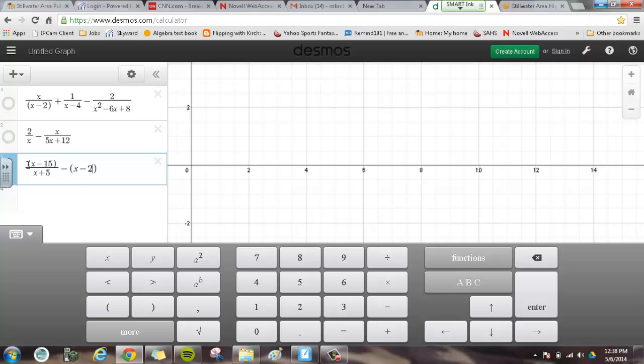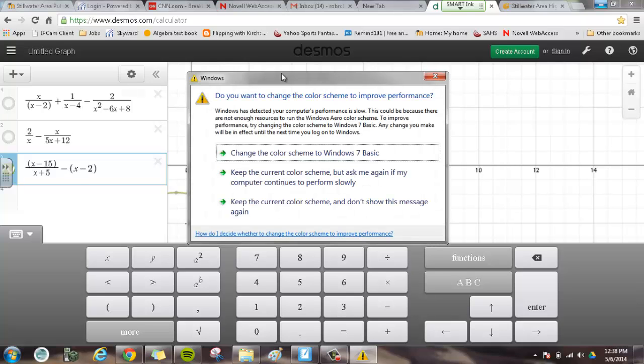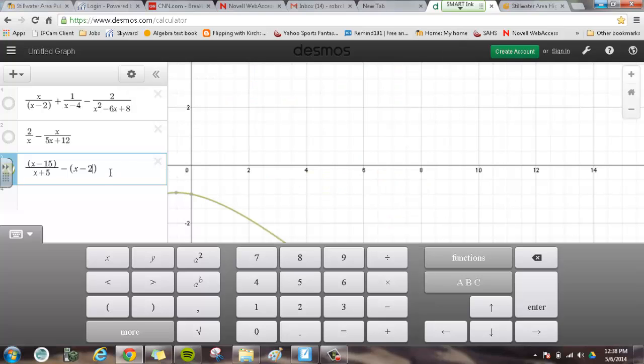So we have x minus 15 over x plus 5, and then we're subtracting. Again, we're going to put parentheses, x minus 2.